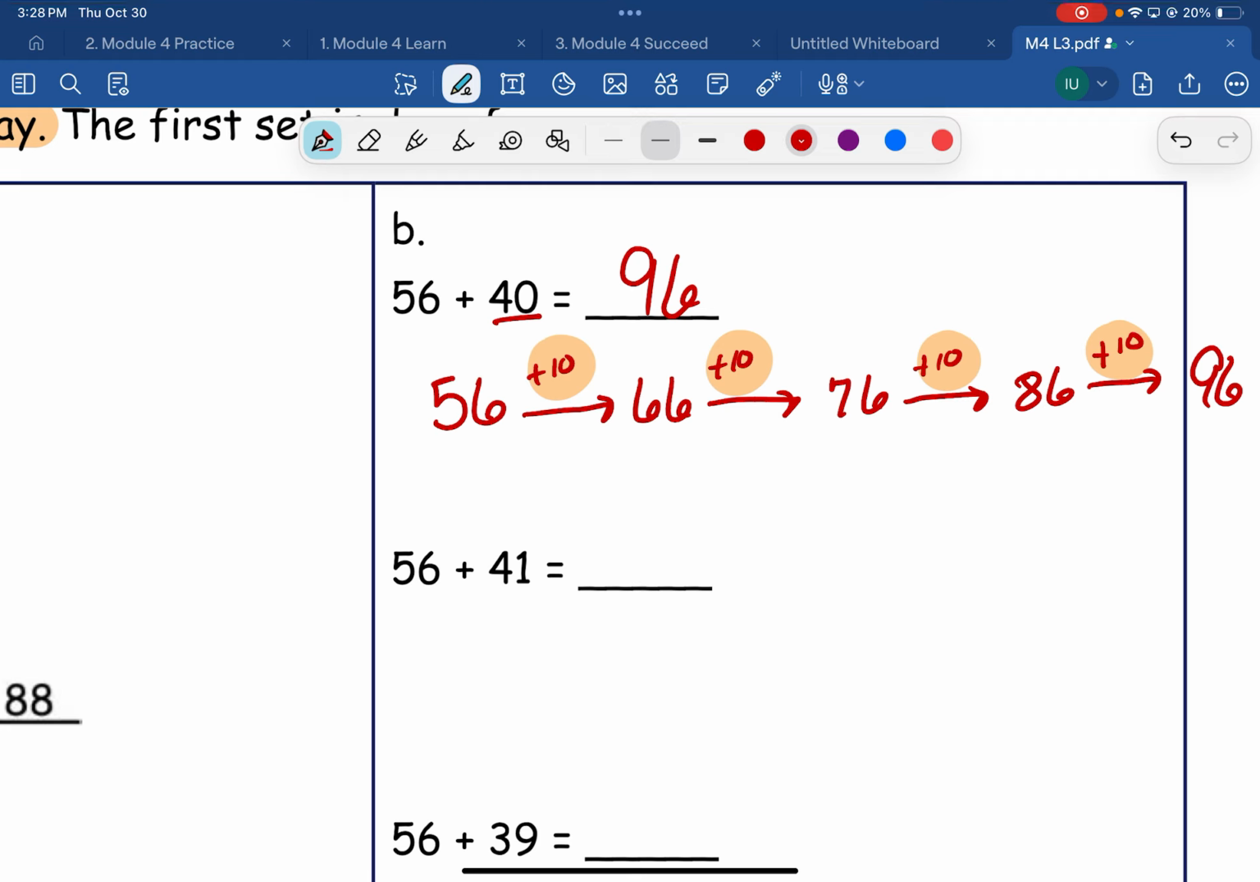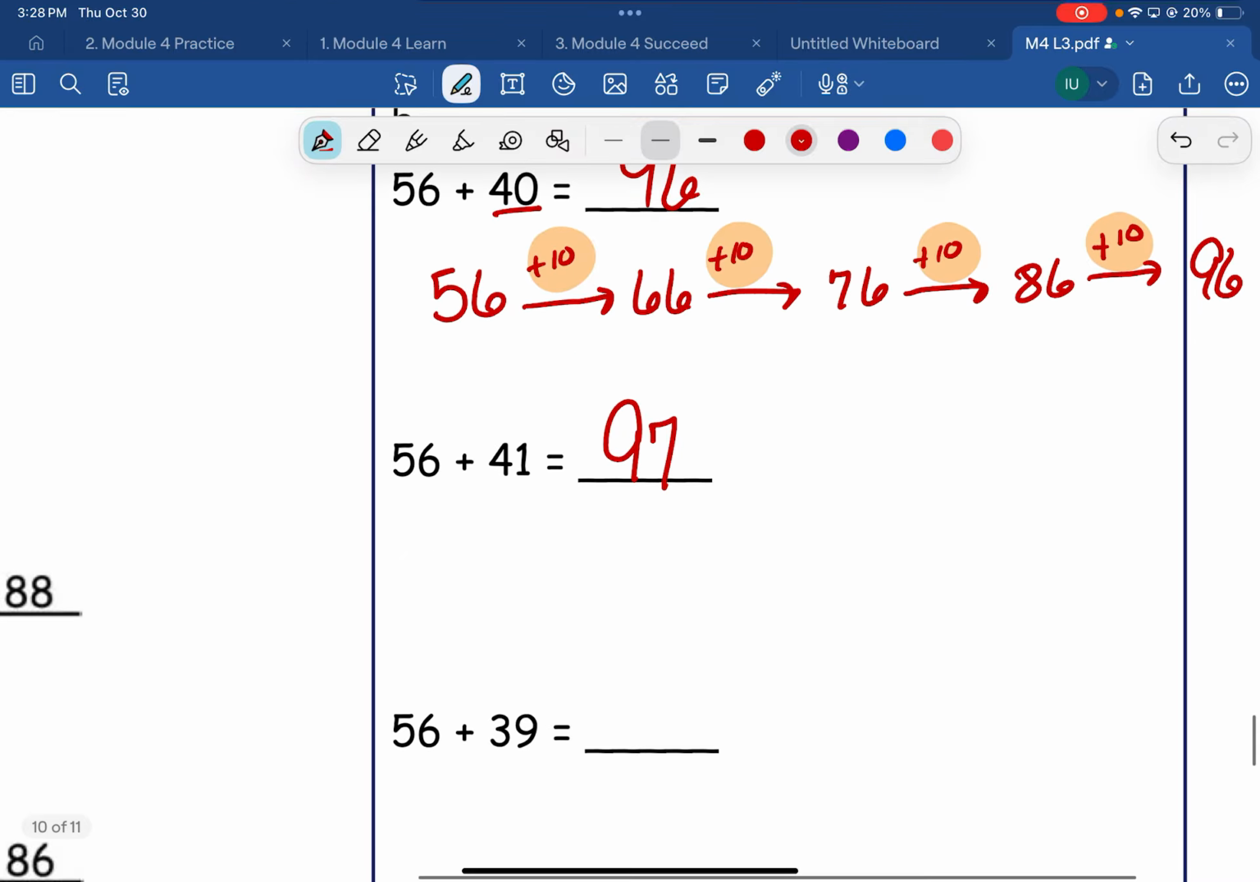How can 56 plus 40 help you with 56 plus 41? Well, in the previous question, we added 40. Now we're adding one more. So what you do to your answer, you actually make it one more than 96. So that would be 97. Look at the next question.